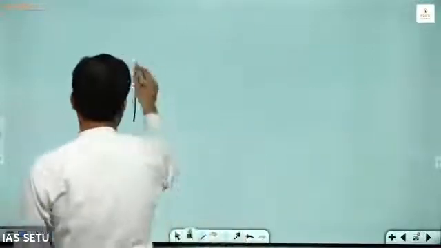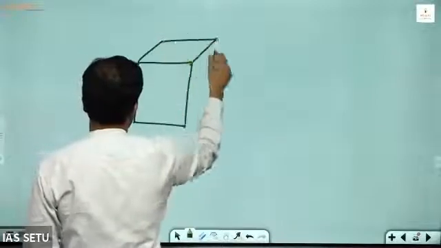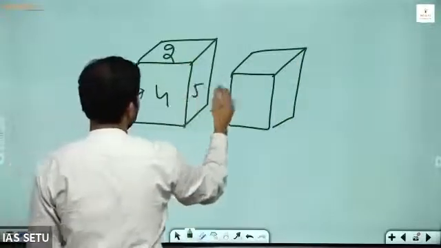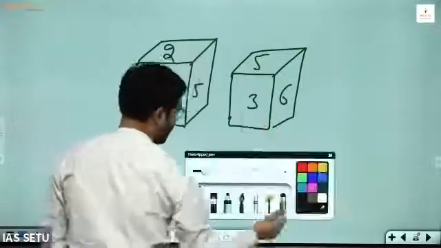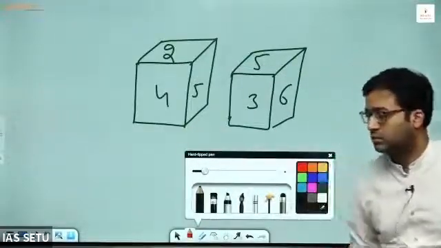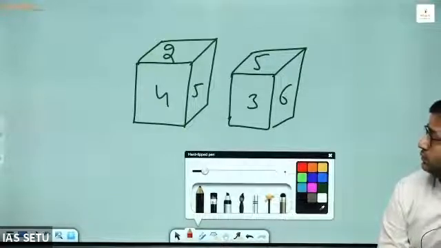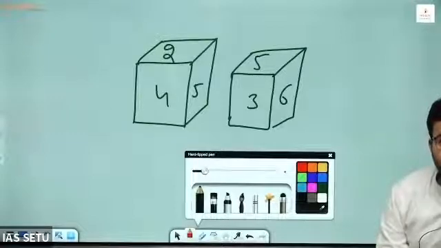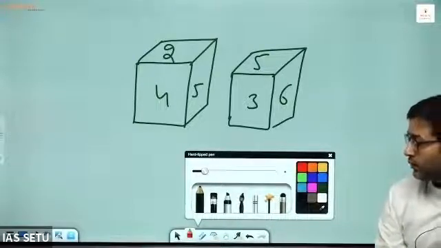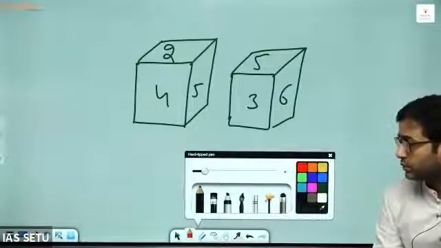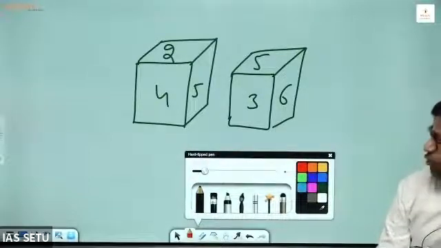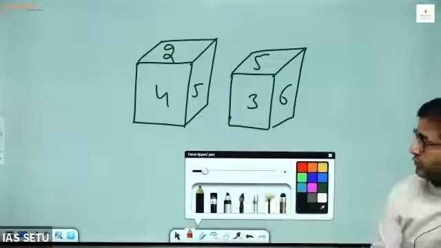Let me take one more question. 2, 4, 5, 5, 3, 6. Take your time. I can ask you any question. Just try this. Done? Yes, you can do that. Bala, very good. You can do that. What is opposite of 4? 6. What is opposite of 2? What is opposite of 5?